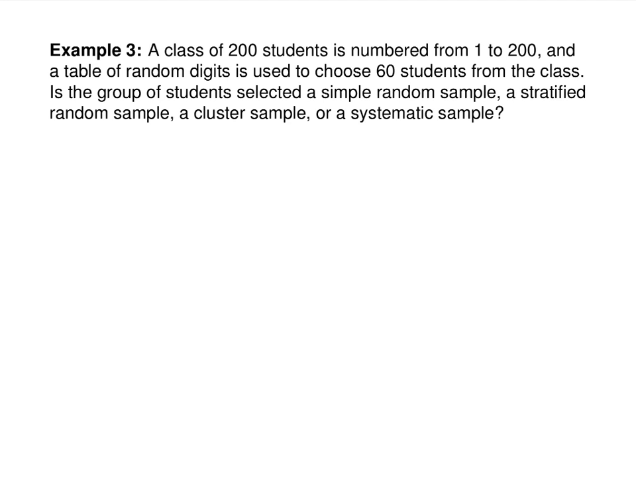So suppose you've got a class of 200 students, oh my gosh, 60 is already too many, and they're numbered from 1 to 200, and a table of random digits is used to choose 60 students from the class. Is the group of students selected a simple random sample, a stratified random sample, a cluster sample, or a systematic sample? So which one do you think it is? And then we'll eliminate all the rest for sure. Simple random sample, yep.